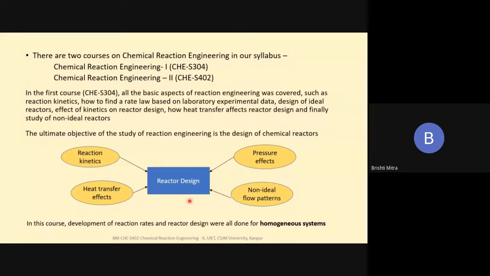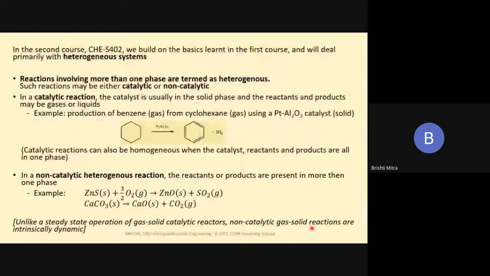Now, in your Reaction Engineering 1 course, you have done all of these, but everything was done for homogeneous systems. That means when the material was present in one single phase, maybe a gas phase or a liquid phase reaction, but there was only one single phase involved, and hence we call them homogeneous systems. In our course this semester, we are going to learn about heterogeneous systems.